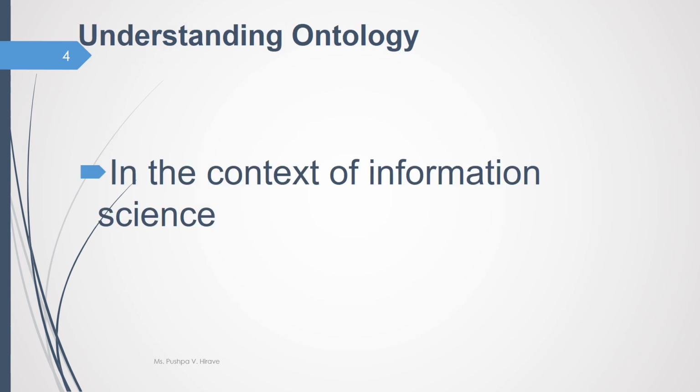The next is the understanding of ontology in the context of information science. In information science, an ontology encompasses a representation, formal naming, and definitions of the categories, properties, and relations between the concepts, data, or entities that pertain to one, many, or all domains of discourse. More simply, an ontology is a way of showing the properties of a subject area and how they are related, by defining a set of terms and relational expressions that represent the entities in the subject area.